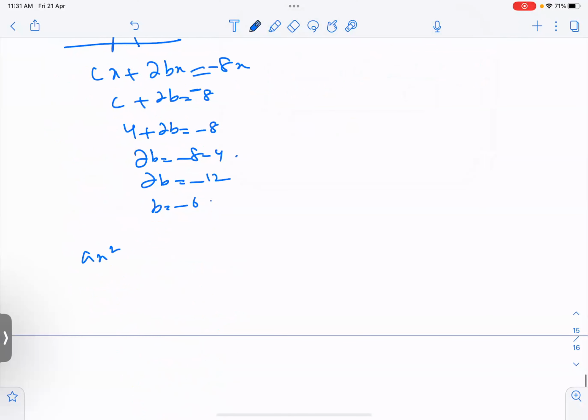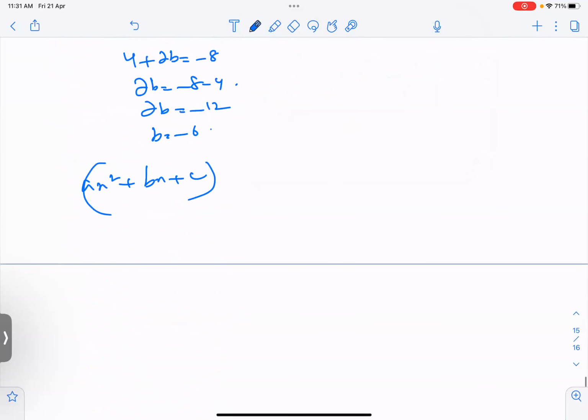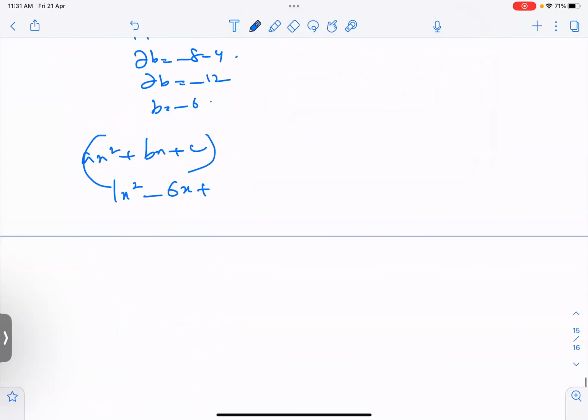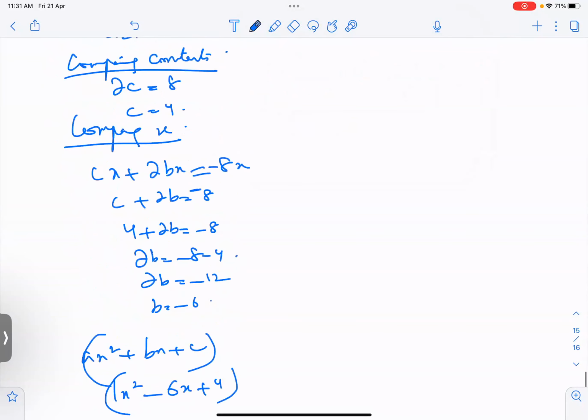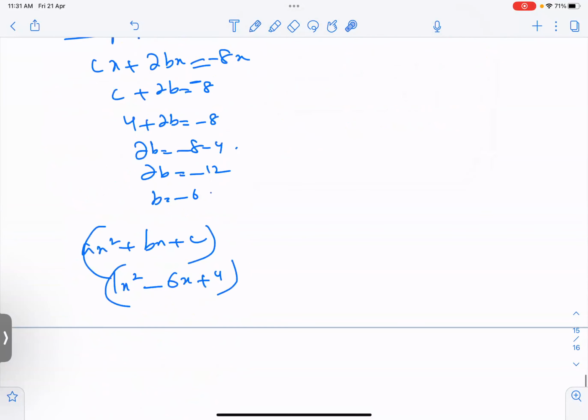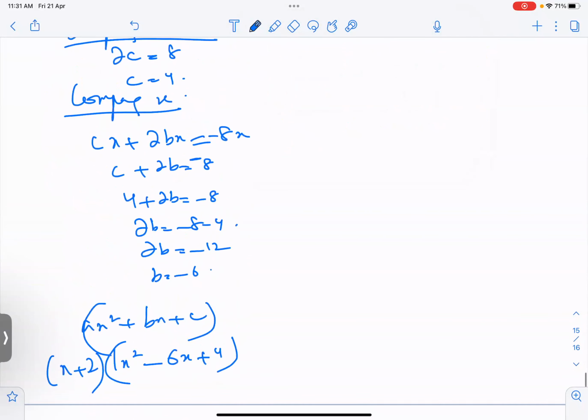ax square plus bx plus c. Okay, a is 1x square minus 6x, and the value of c is 4. Okay, and the first factor, the linear factor, was x plus 2 already. Now after this you have to solve it further, but I want to use long division right now to show that I'm getting the same quadratic.